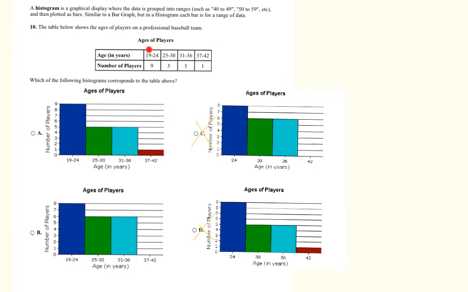And so for 19 to 24, I need it to go up to 9 players. In the 19 to 24 range, the bar goes up to 9 in A, but in B, it only goes up to 8. So it can't be B. And just to double check the other 3 ranges real quick. 25 to 30 needs to be at 5, which it is. 31 to 36 also needs to be at 5, which it is. And 37 to 42 needs to be at 1, which it is. So A is definitely going to be my final answer.